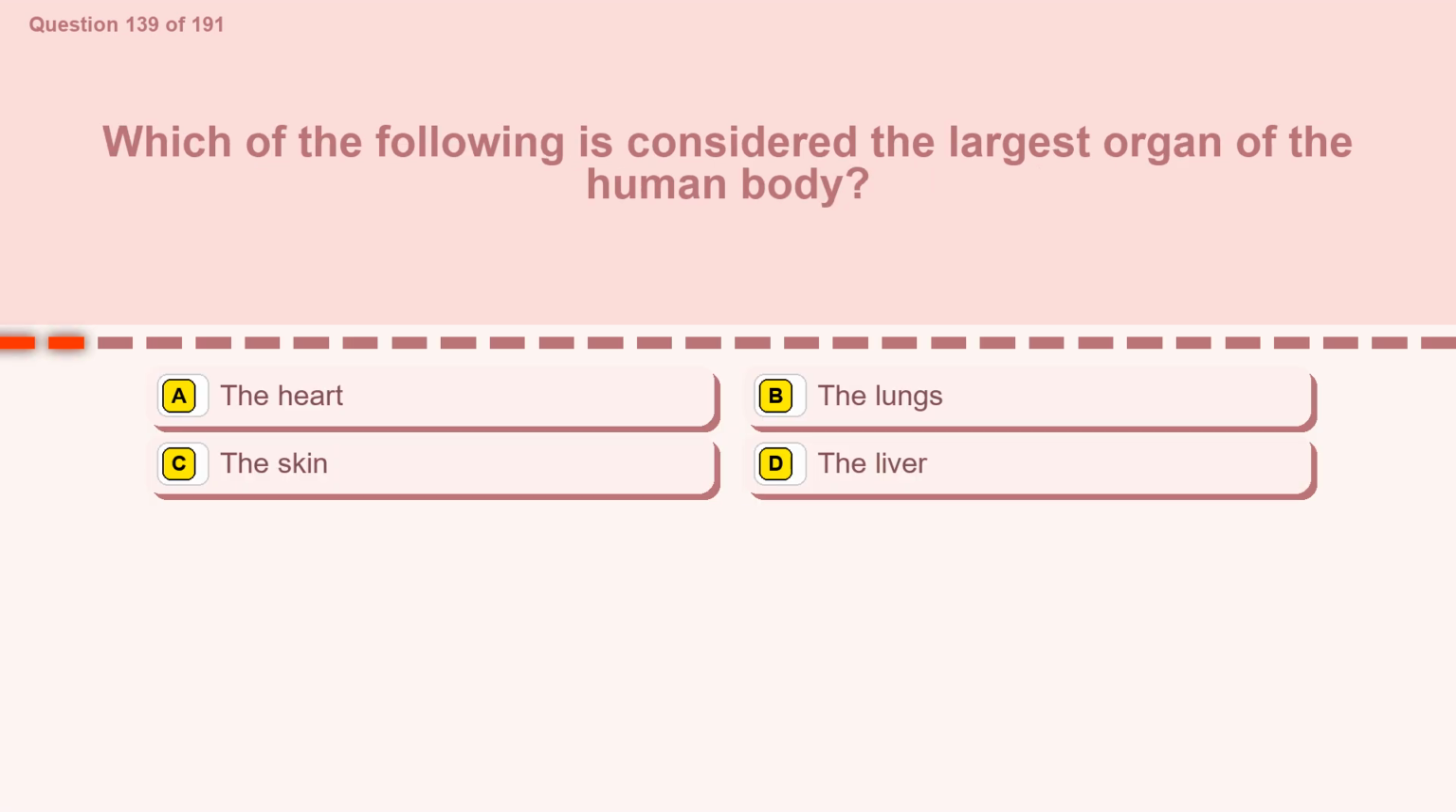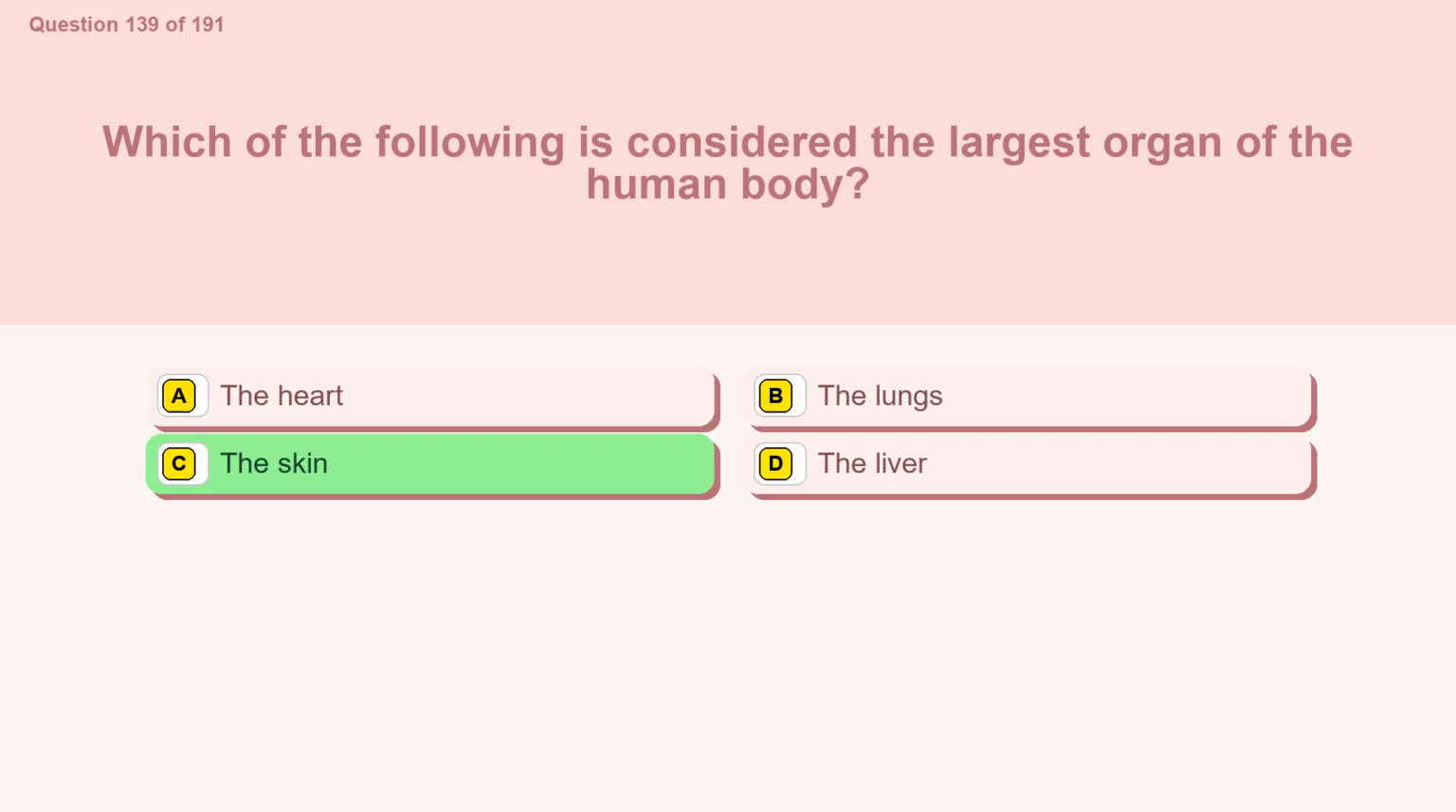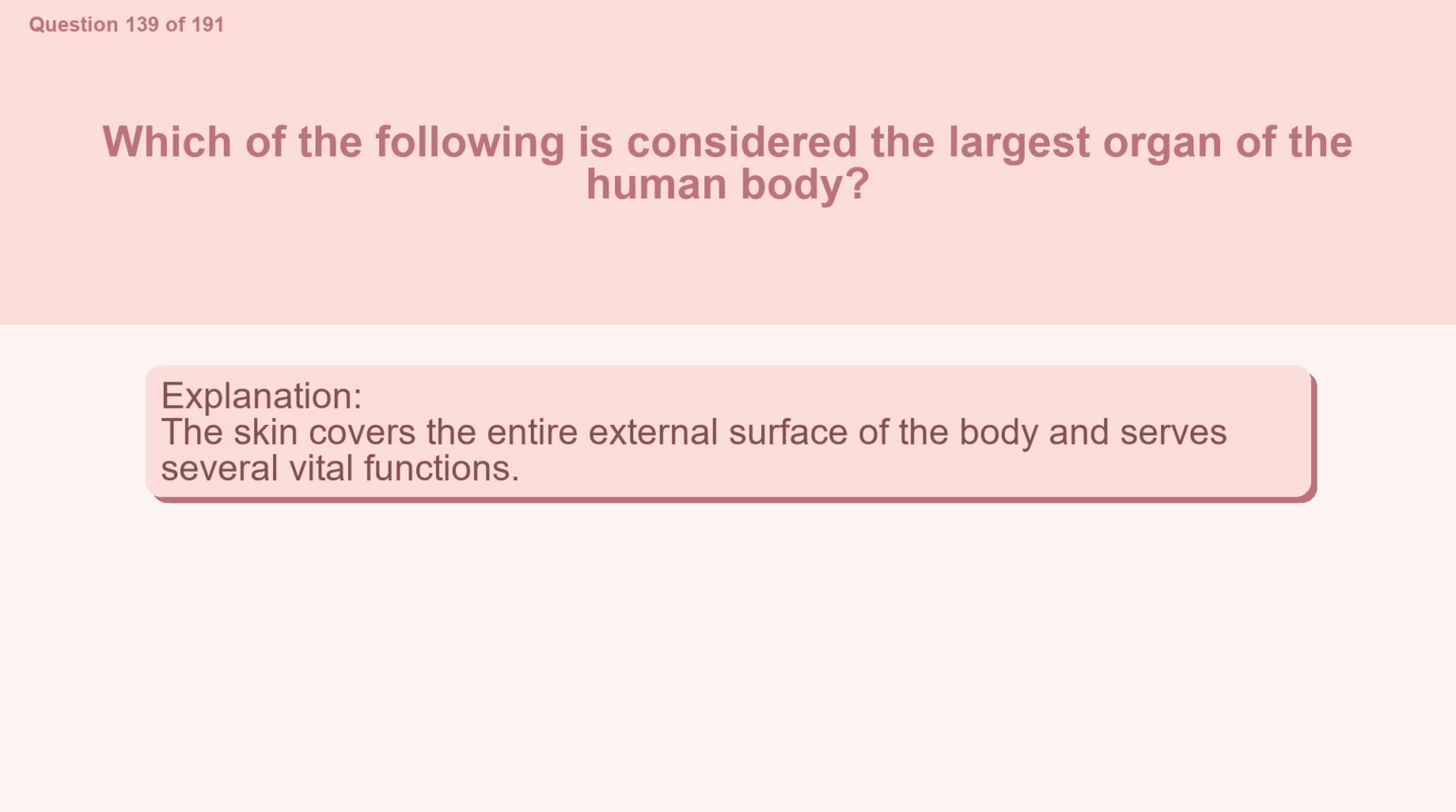Question 139. Which of the following is considered the largest organ of the human body? Option A, the heart. Option B, the lungs. Option C, the skin. Option D, the liver. The correct answer is option C, the skin. The skin covers the entire external surface of the body and serves several vital functions.